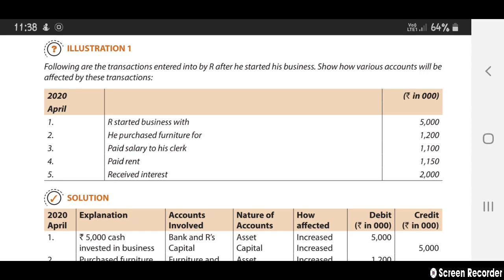In this chart you can see they have given an example. First, he started business with rupees 5,000. He purchased furniture for 1,200. He paid salary to his clerk, 1,100. He paid rent 1,150 and received interest 2,000.